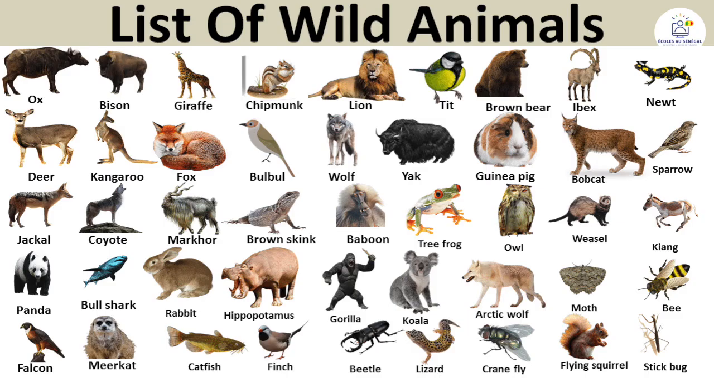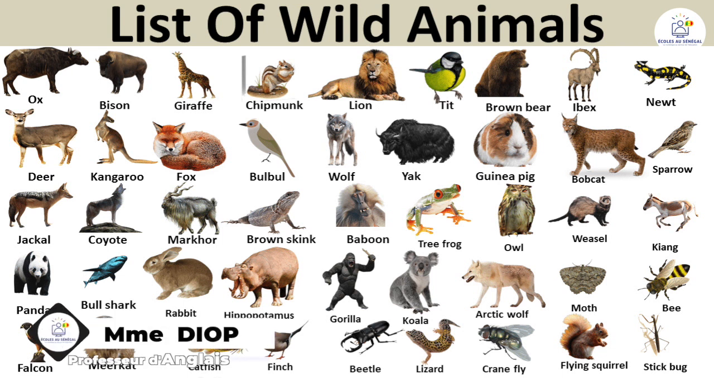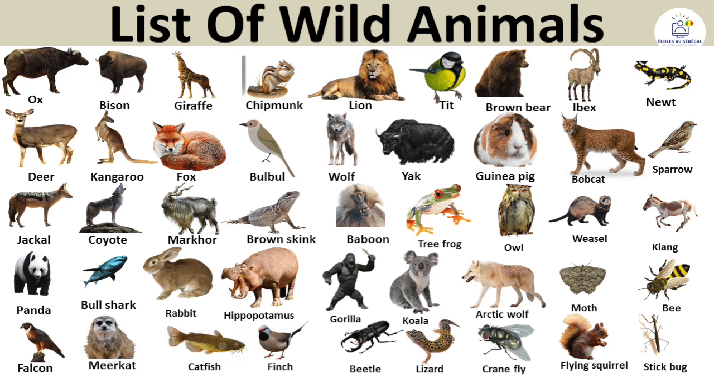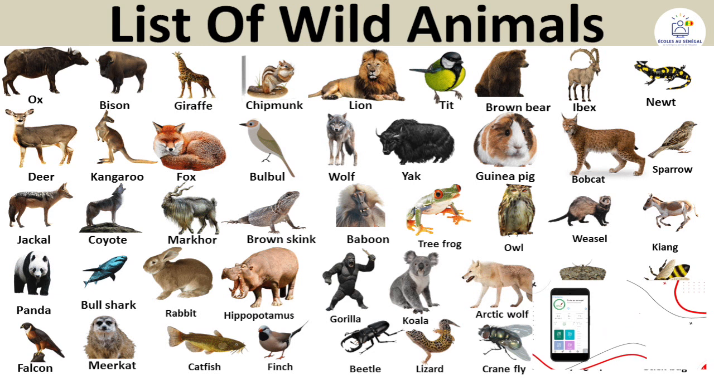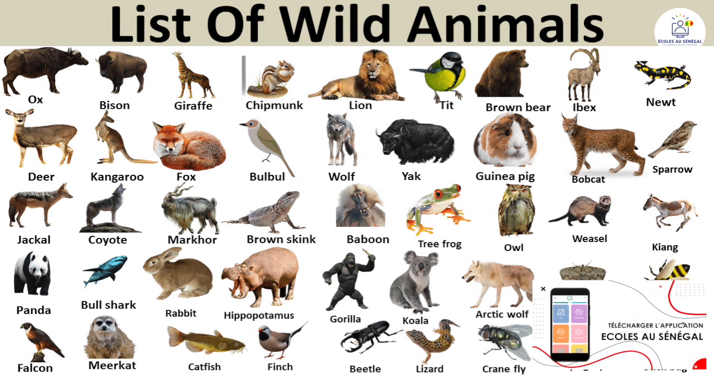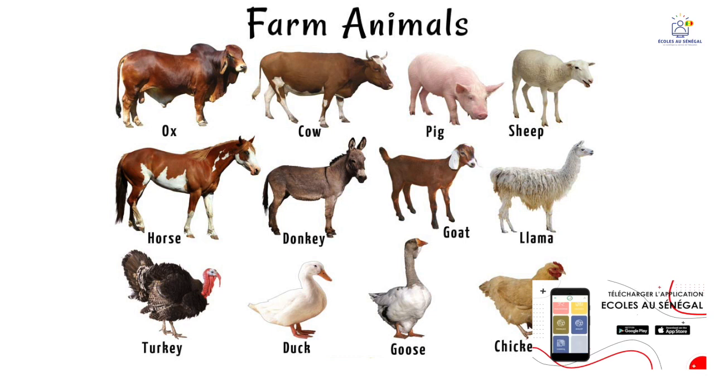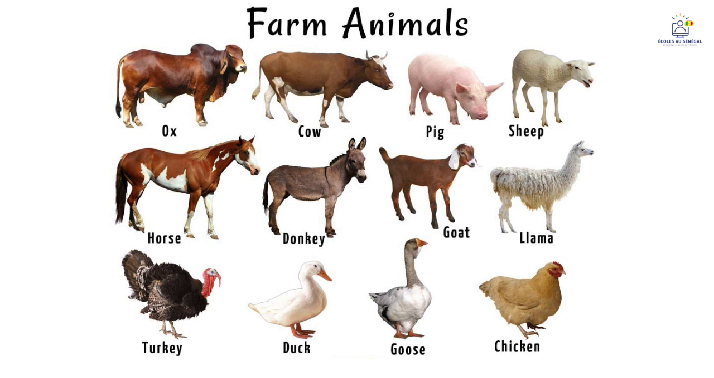So, we've talked about animals, and we've talked about the different categories, and the two main categories of vertebrates and invertebrates. Right now, we're just going to talk about animals in general. When we talk about domestic animals, pets, wild animals, seafood, sea animals, as well as birds.